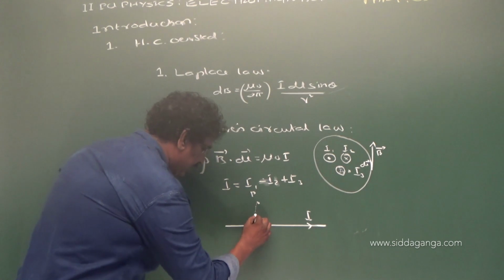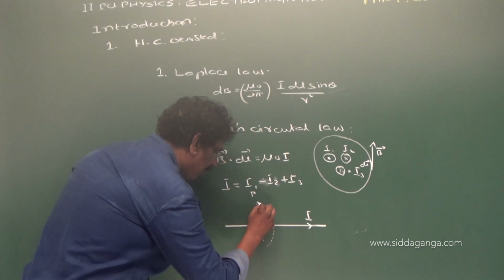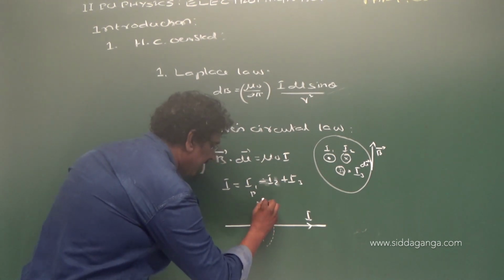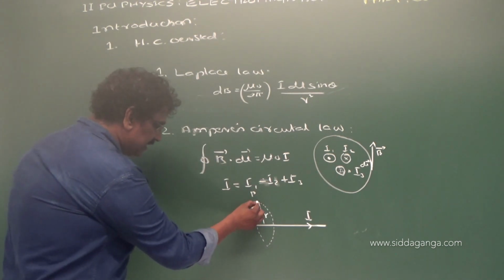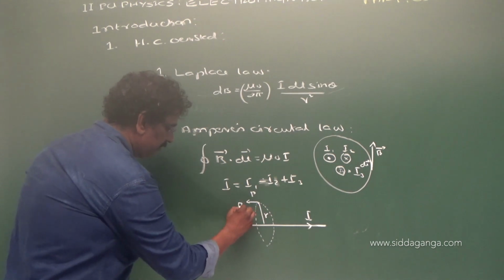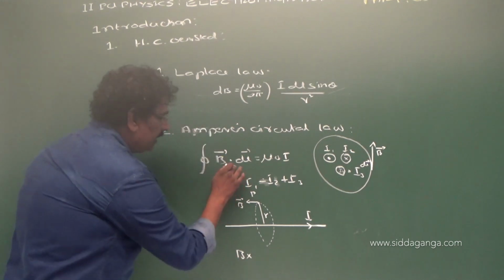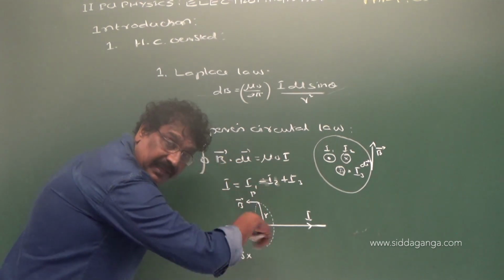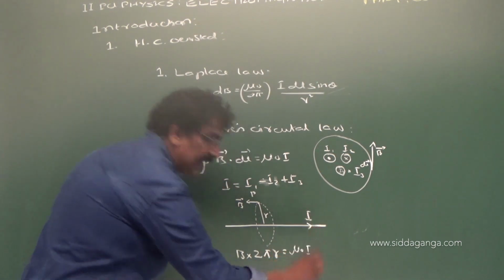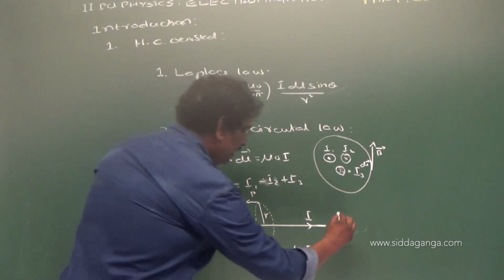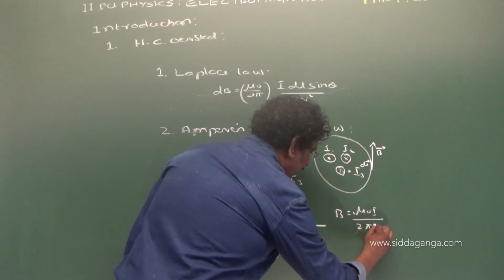Suppose we have a straight conductor carrying a current I. To find the magnetic field at any point, say P, let us consider a circular loop of radius r. Then the magnetic field at this point is given by B into the integral of dl, the length of the entire loop, which is 2 pi r, equal to mu naught I, or B is equal to mu naught I by 2 pi r.